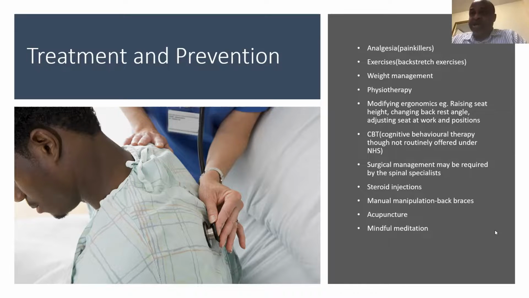And number 3, modifying ergonomics. Here, this is something that you do yourself as well as in conjunction with occupational therapists at work. If they look at what your seats look like and your height, they can work out the best way to sit in terms of making life more comfortable for yourself. Again, changing our backrest angle, adjusting seat at work and positions, all of these are very important and key in back pain.